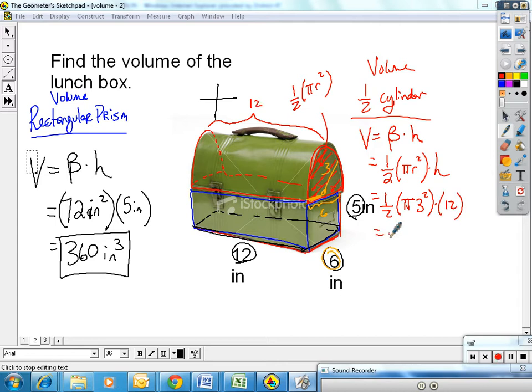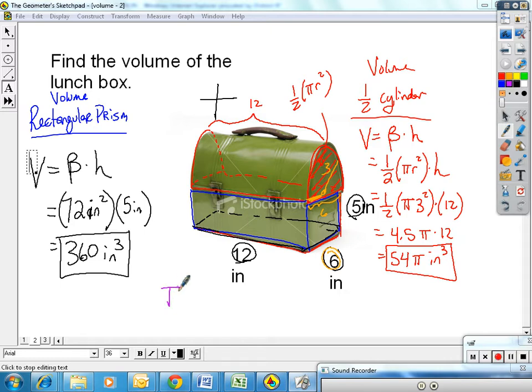So I get 4.5, because that's 9 divided by 2, 4.5 pi times 12. So 12 times 4.5 is 54. 54 pi inches cubed is my volume. And now we're going to find the total. We find our total by adding them up.